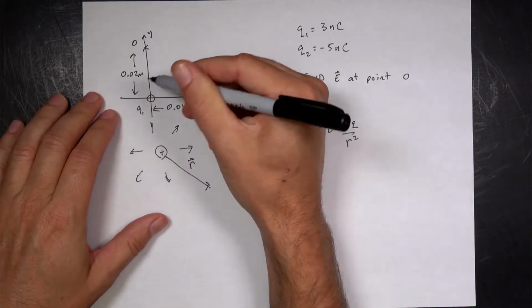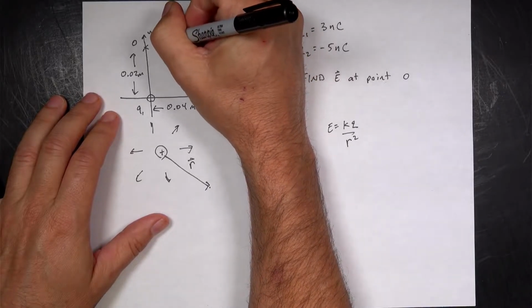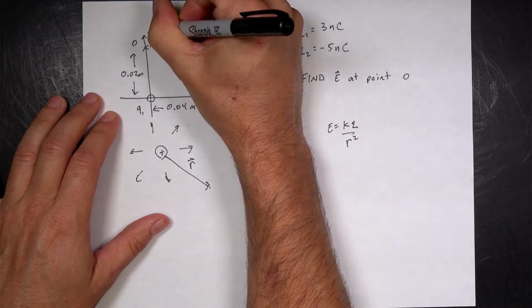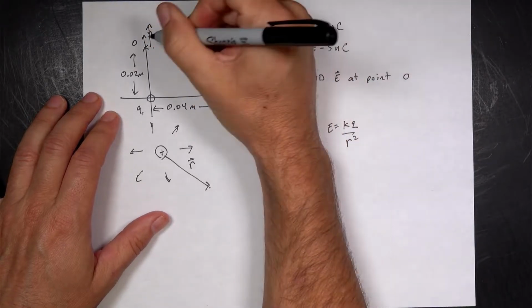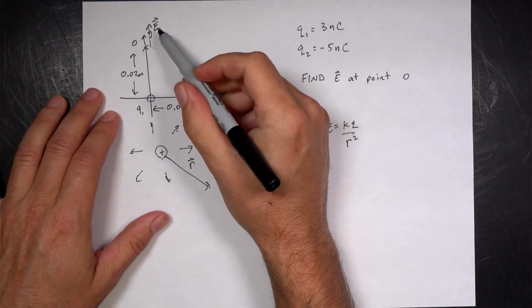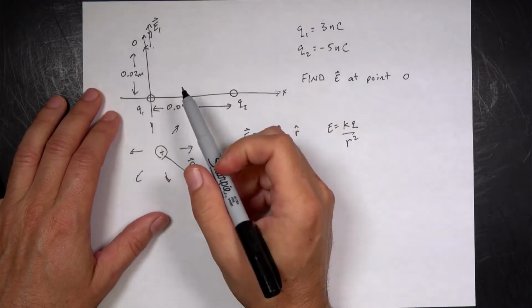Right here I have Q1, and it's going to create an electric field pointing away, up here. I shouldn't have put that Y there, but the Y is just going to have to suffer. It's just the price of progress. So that's E1, the electric field due to charge 1 at that place. It's pointing away from it.